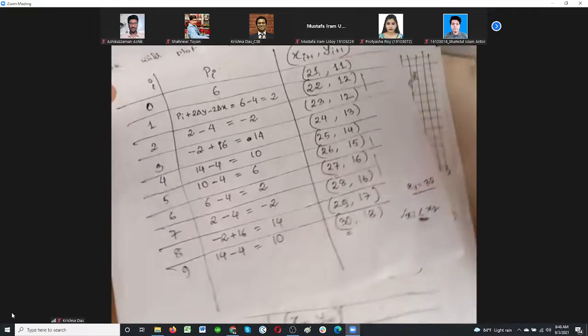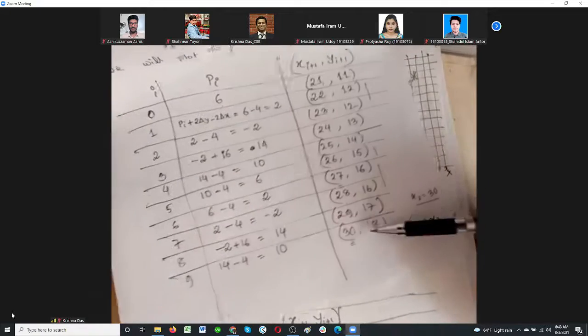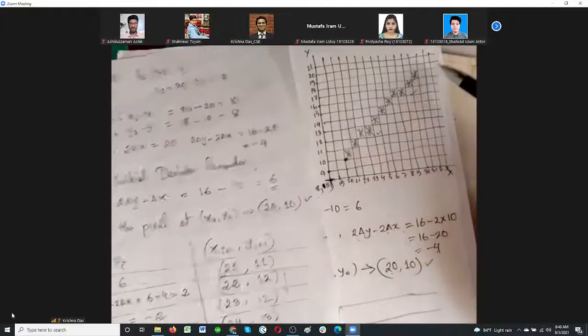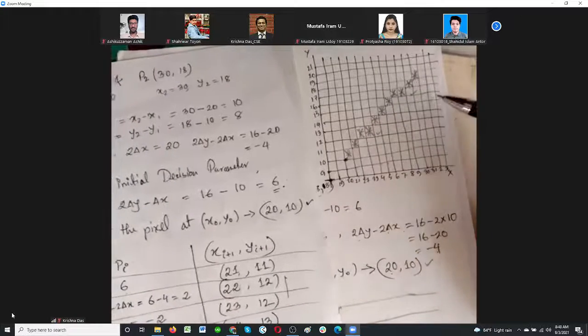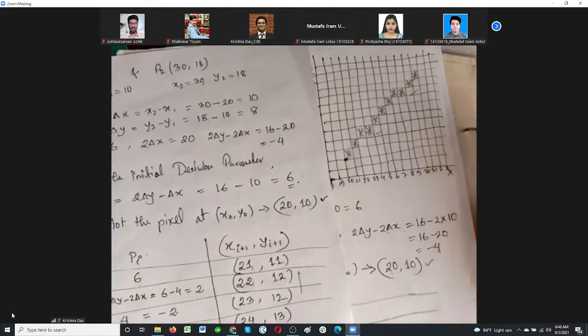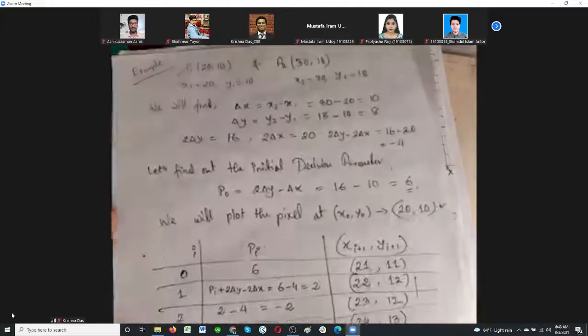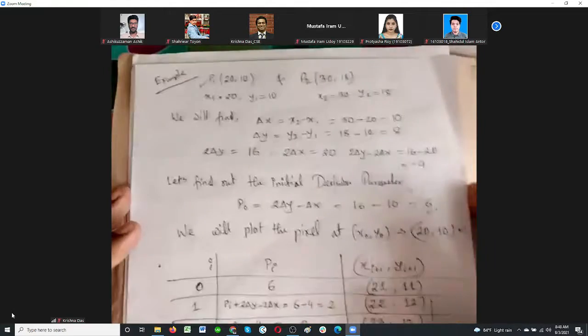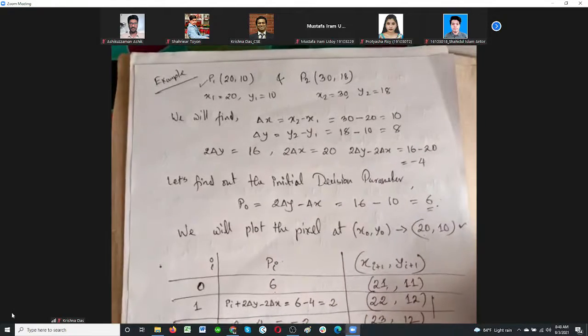So for that reason it is terminated, and this is our last point. We plot those points in the graph, and we have seen it looks far better like a line, as we have seen in the DDA. That is the problem that we have checked with the Bresenham's line drawing algorithm.